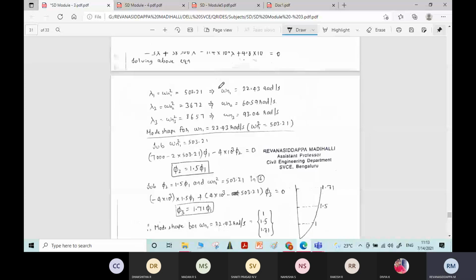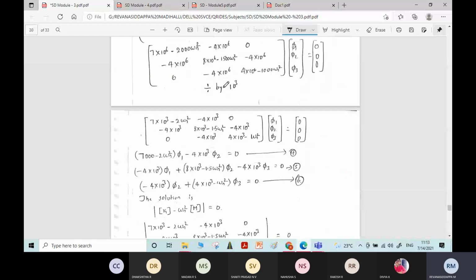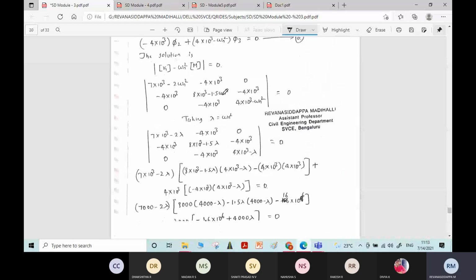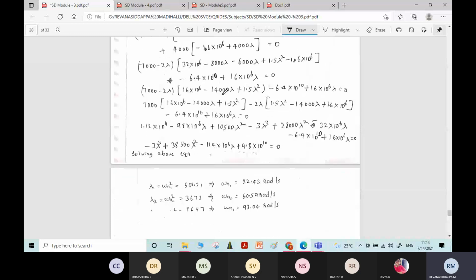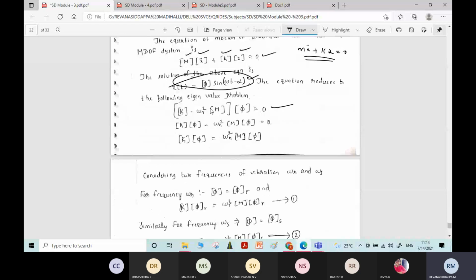Yes, we are using this condition while solving the problems. I think everyone is remembering. You have to remember it to solve the problems. You remember this condition, (k minus omega n square m) into phi equal to 0. After that, it is further simplified.